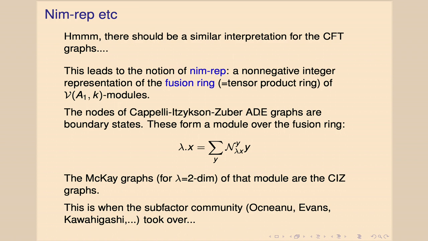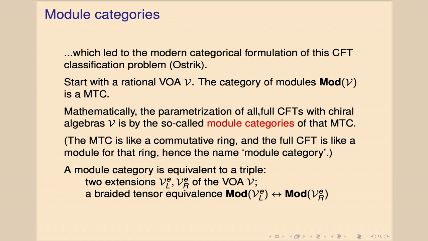Okay, so this is where conformal field theory people kind of left the scene, and the subfactor community took over. As I said, this whole area, the connection of tensor categories to VOAs, etc., owes an awful big debt to the subfactor people. And so we now have a categorical interpretation of what's going on. So when I say that we're going to talk about classifying CFTs corresponding to SL3 or whatever, this is what we mean.